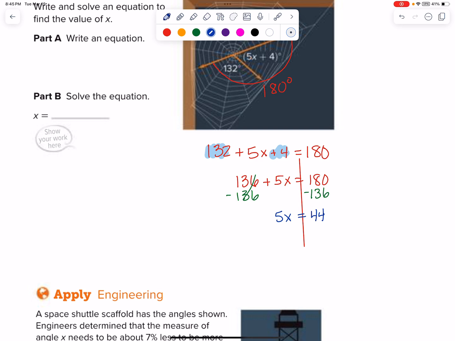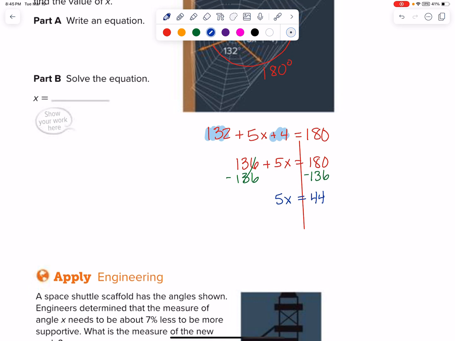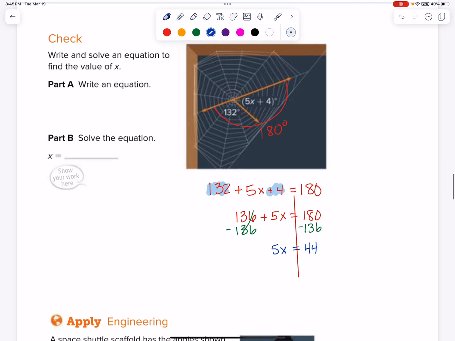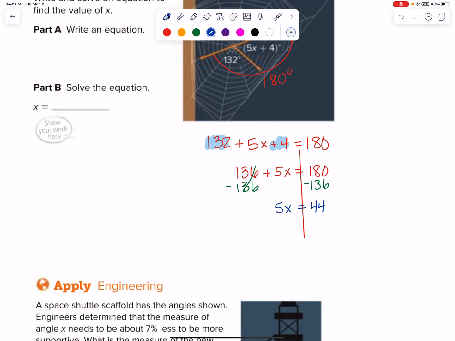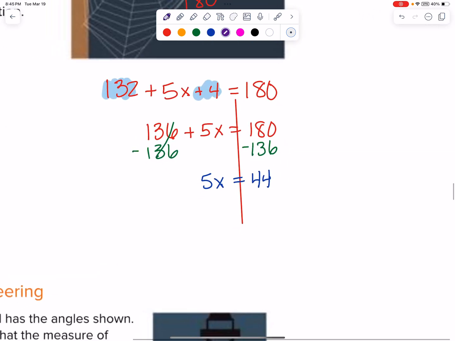Okay, and I'm questioning whether I did something wrong here. 136, 5x plus 4, 132. Okay, let's just go ahead and play this out here. Okay, so divide both by 5, and you can see why I'm questioning this, because 44 divided by 5 is not going to work perfectly, but let's go ahead and solve it out anyway and just see what happens. And then if we made a mistake, then we can see what we did.